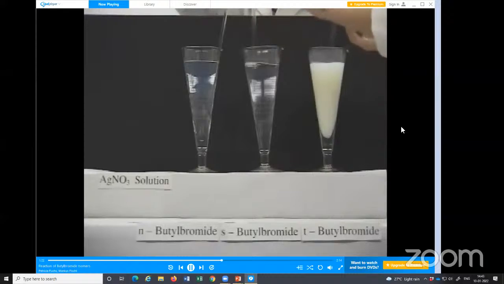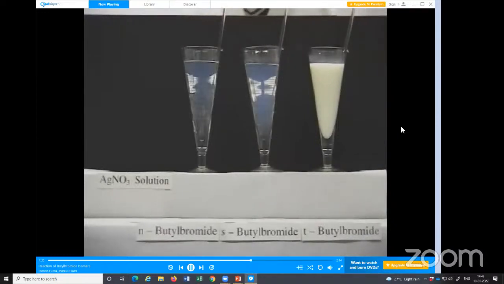All right, so now in this case, seeing is believing. You will see a very rapid formation of precipitate. The precipitate is silver bromide, and it is formed because HBr is produced, and HBr is produced because the tertiary halide is undergoing very rapid solvolysis.